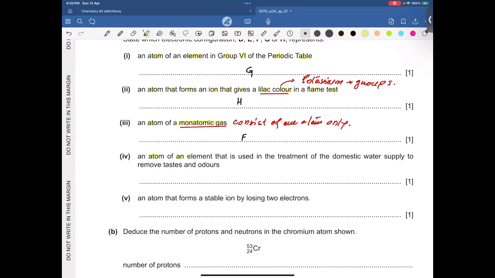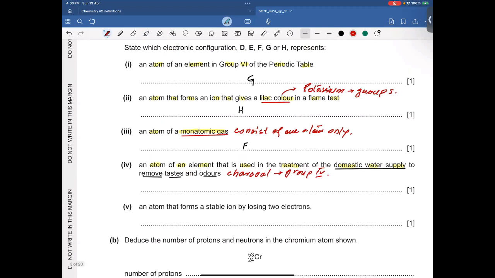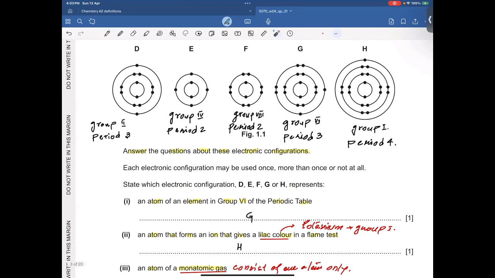Next is an atom of an element that is used in the treatment of the domestic water supply, to remove taste and odor. To remove taste and odor, we normally use charcoal, and charcoal is basically carbon, and carbon is found in group 4 of the periodic table. So let's check which one is group 4. Element E belongs to group 4.